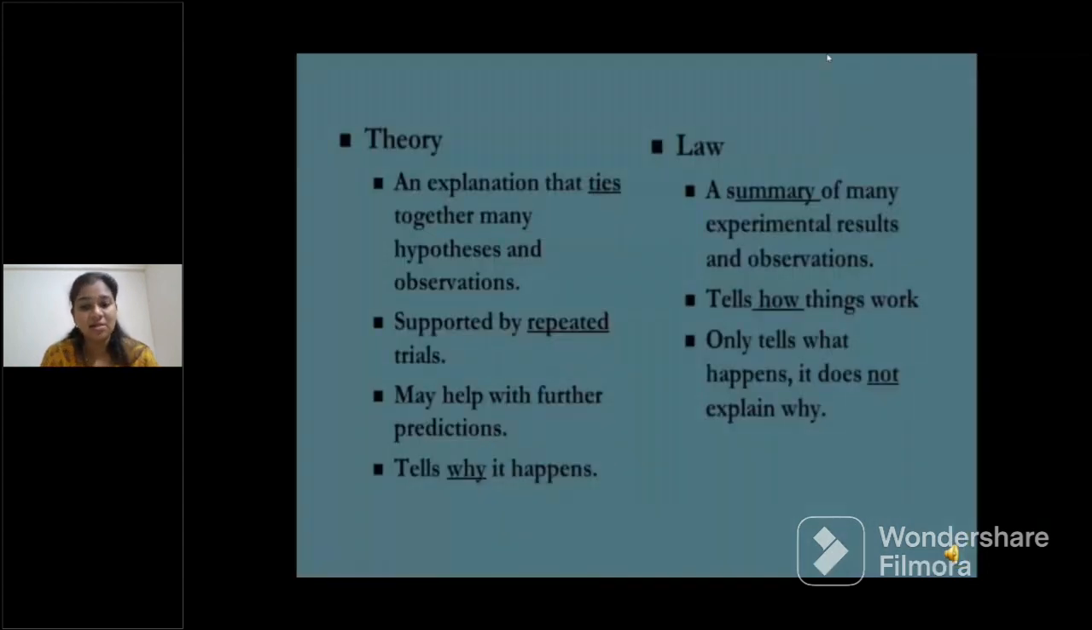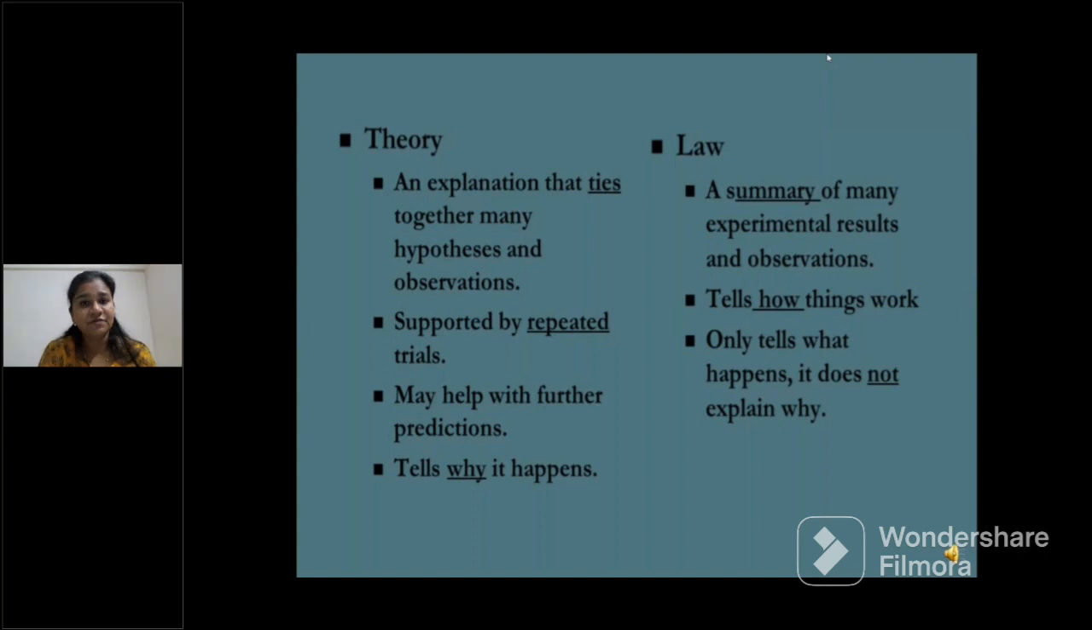As I said, one thing is theory and one thing is law. Theory is basically an explanation, a detailed understanding which tries to correlate the association between hypothesis and observation. Law is in reality a summary of a lot of experimental results and observations. Theory is supported by repeated trials, a list of experiments, extensive work that has been done in the past. You try to confirm and affirm that, okay, this is how it has to be done. Law is actually telling how to do things in reality, in the present.